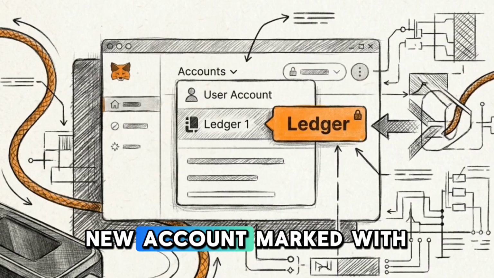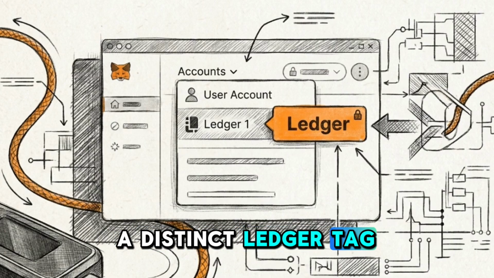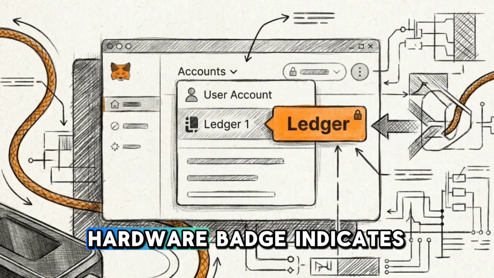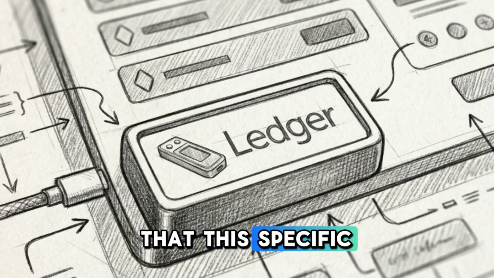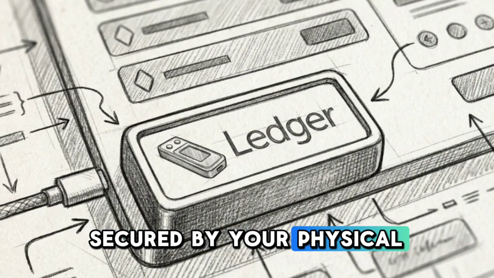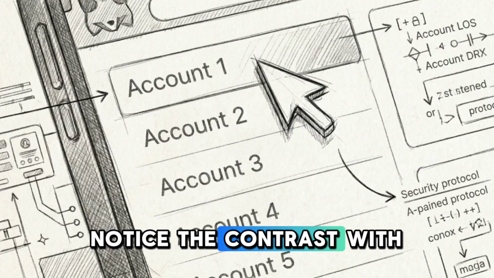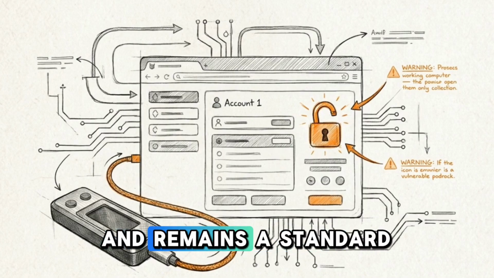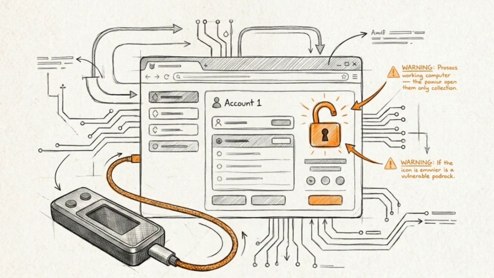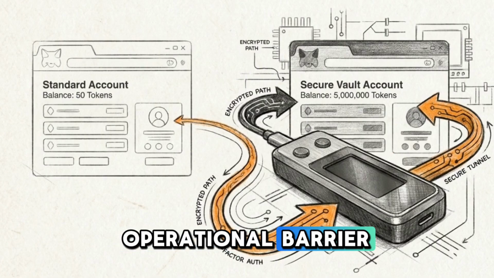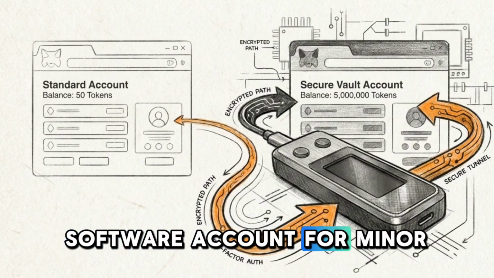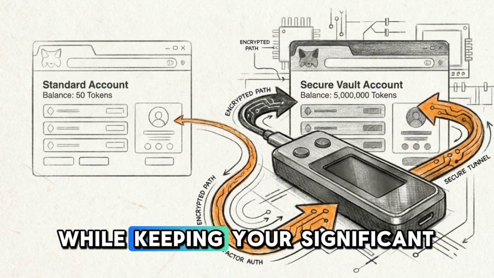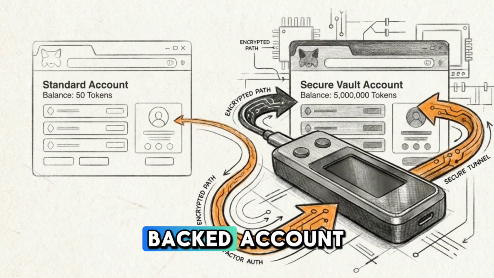You should see your new account marked with a distinct ledger tag as visual confirmation. That hardware badge indicates that this specific account is now being secured by your physical device. Notice the contrast with your original Account 1. That account does not have a badge and remains a standard software wallet. This setup creates an operational barrier. You can use your software account for minor daily experiments while keeping your significant holdings in the ledger-backed account.